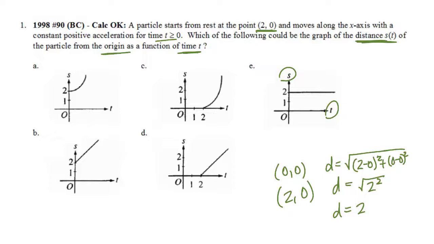So the particle starts from rest at the point (2, 0). As far as time, it would be 0 at rest. So we're really looking at time being 0 and our distance being 2. That's why we would end up here. And again, our acceleration is a constant positive. This is talking about distance, so we're going to go all the way back up, and we need something that's more of a parabolic shape. So the correct answer for this one would be A.